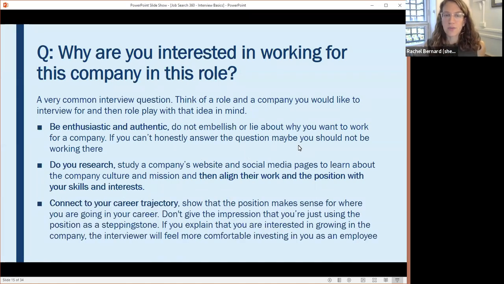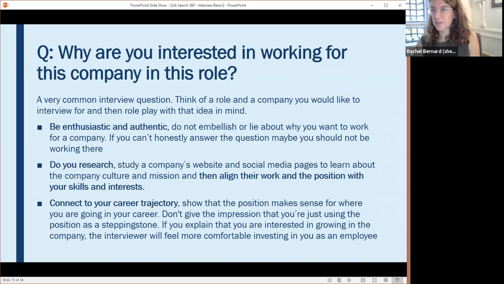And when you answer this question, you want to connect it to your own career trajectory. So this is almost like a second part of your elevator pitch, in answering why you want to work for this company in this role. You say, this is why I want to work here, and this is why I want this role. And again, these are the parts of my background and experience that make me a great fit for both.